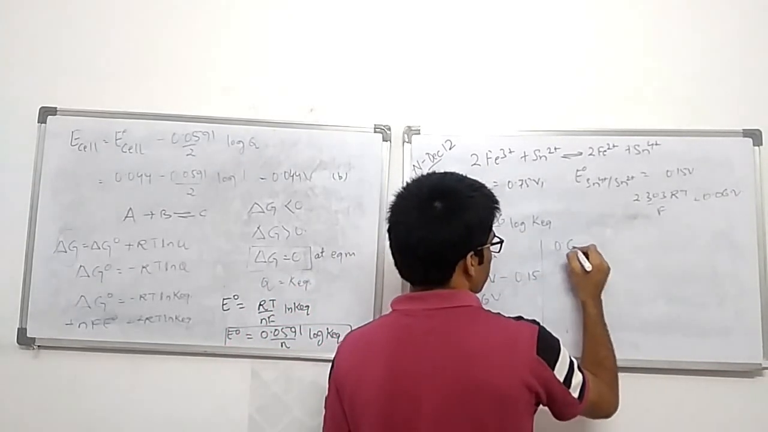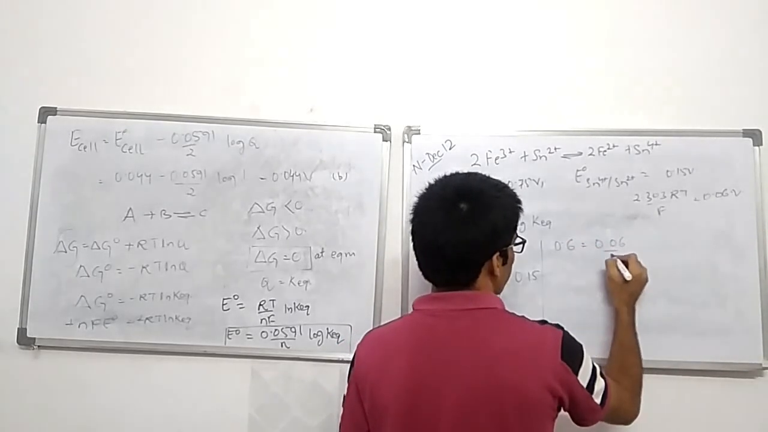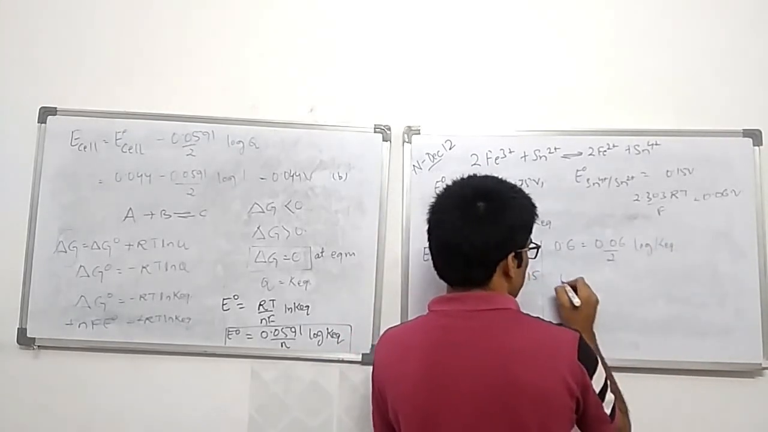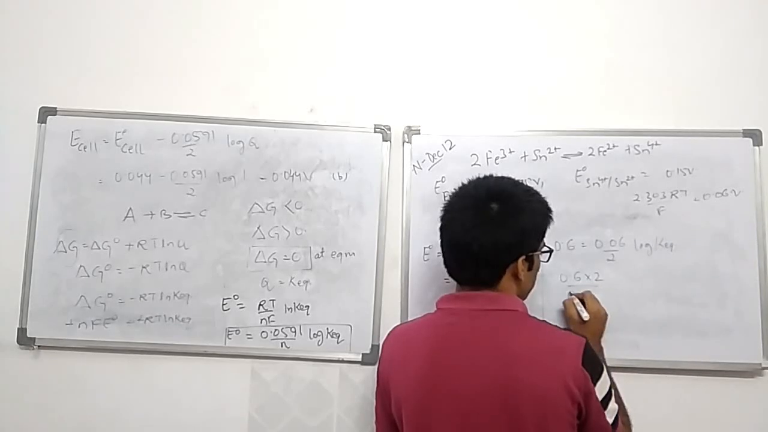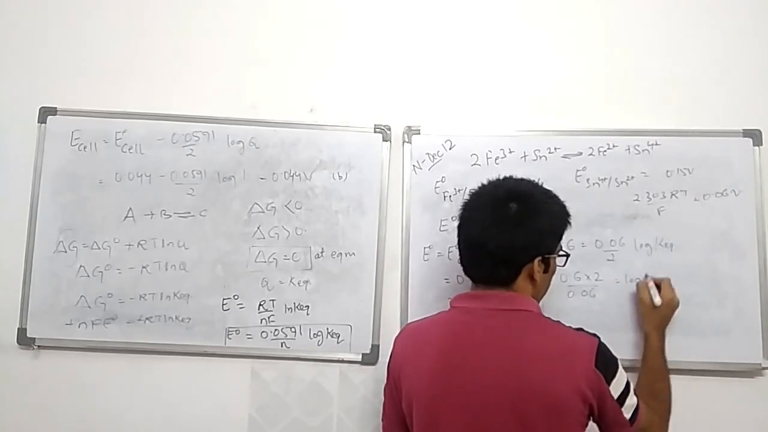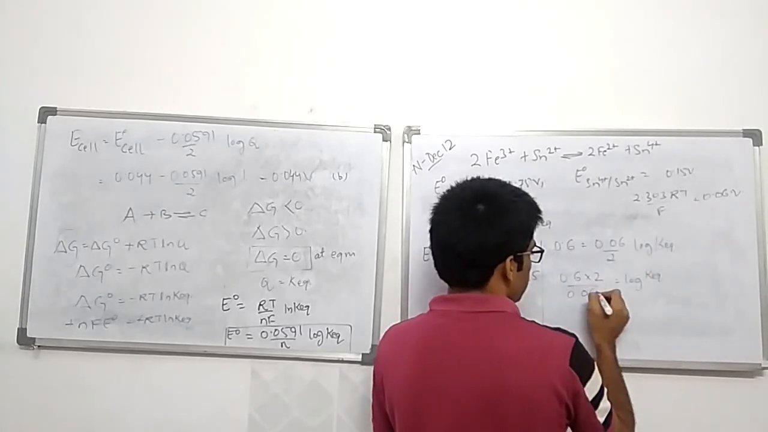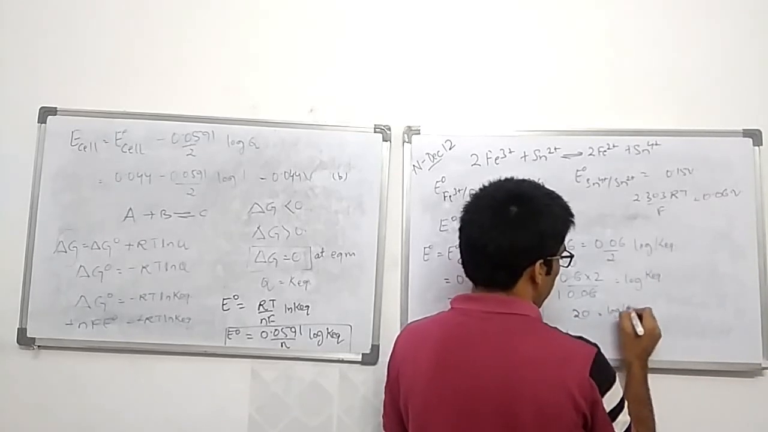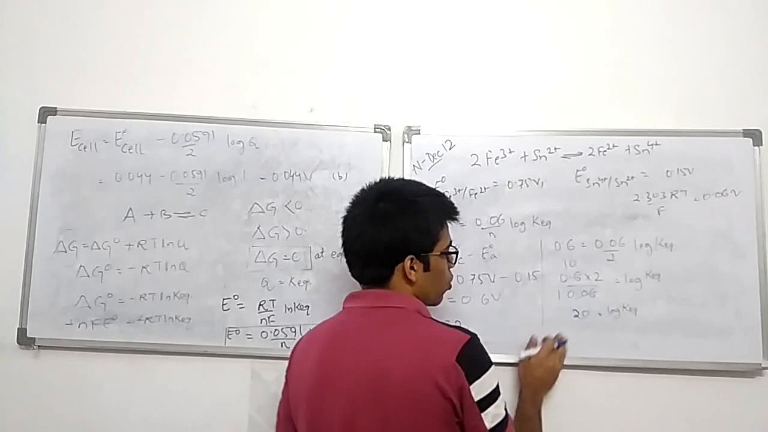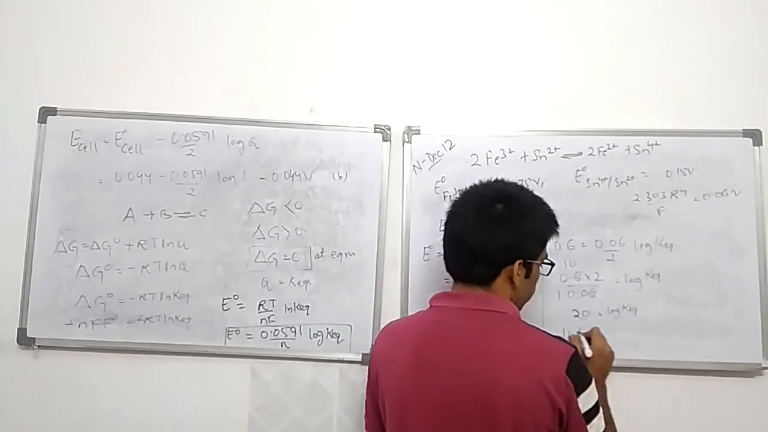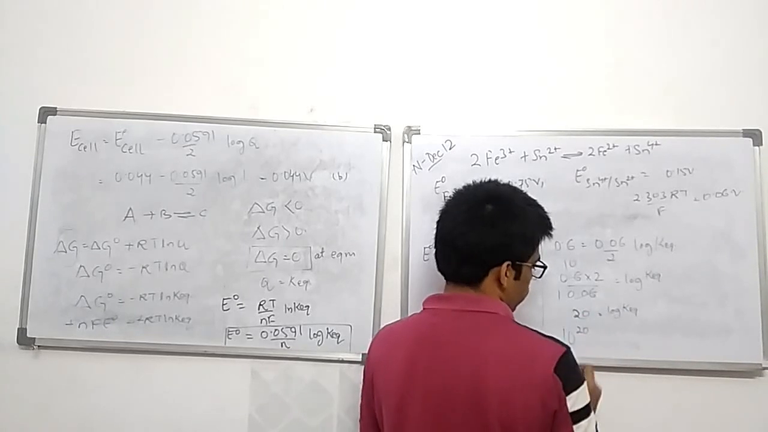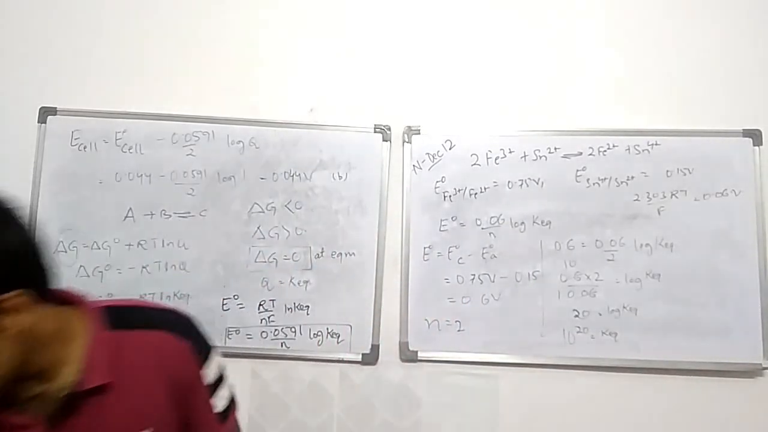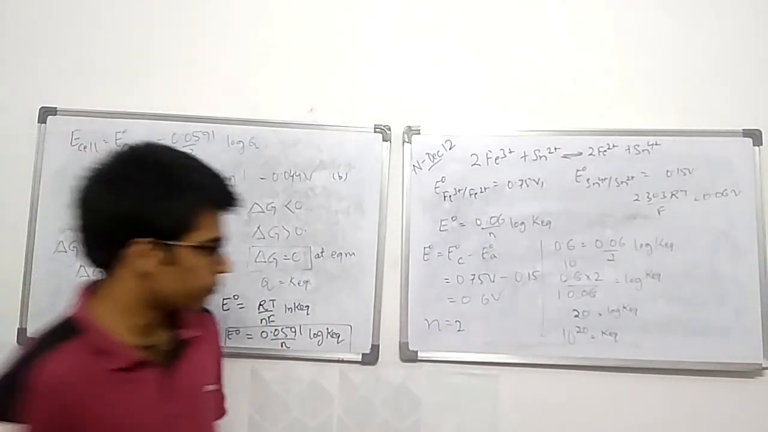I will get 0.6 is equal to 0.06 by 2 log K equilibrium. Taking all of these to this side, I get 0.6 into 2 by 0.06 is equal to log K equilibrium. Now this gives me 20, so log K equilibrium is 20. In order to remove log, we put 10 to the power of whichever value is here. So I get 10 to the power 20 is equal to K equilibrium. This is my answer, which is option B.